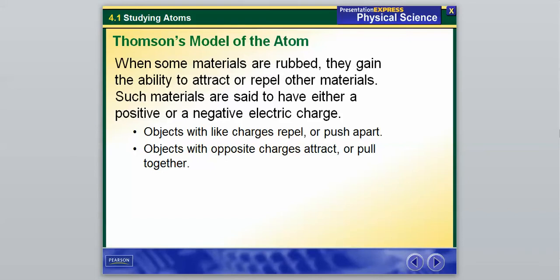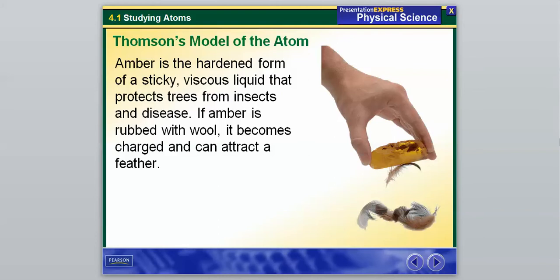So Thomson noticed that. And an example here is amber, which is a hardened form of a sticky, viscous liquid that protects trees from insects and disease. So if you've ever seen the movie Jurassic Park, that plays a big role in that movie. It's basically hardened tree sap, is all amber really is. And if amber is rubbed with wool, it becomes charged and can attract a feather, as you can see over there in the picture on the right. We have amber being held there, and there are feathers that are actually being attracted to it, because again, it gave it a positive or a negative charge. It gave it a charge that is opposite to whatever is present on that feather.